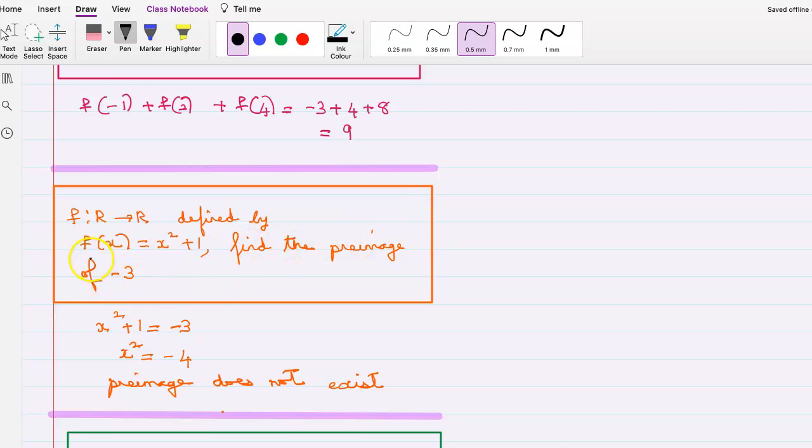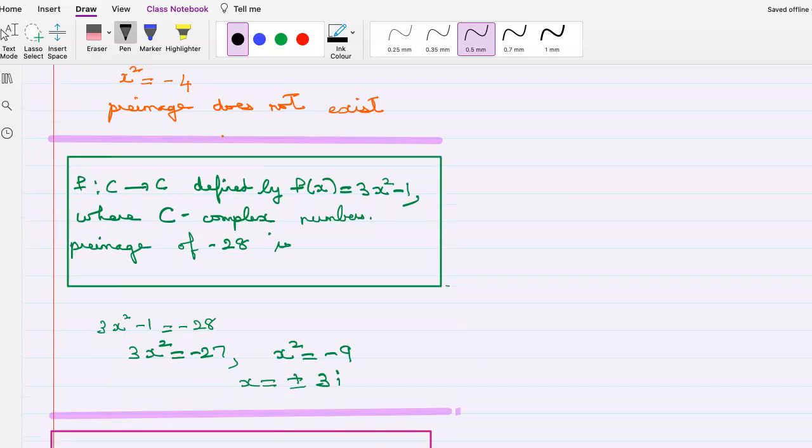Next, moving on to the next question, f is a function from R to R defined by f(x) equal to x squared plus 1. Find the pre-image of -3. So if f(x) equal to -3, we have x squared plus 1 equal to -3. So that means x squared is -4. And what is the square root of -4? It's a complex number and your domain is R. So you can say that the pre-image does not exist.